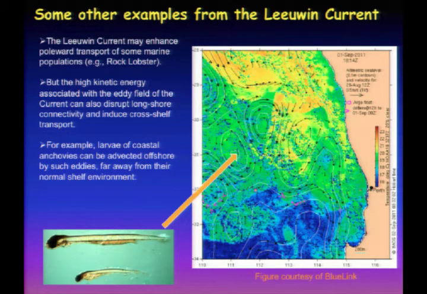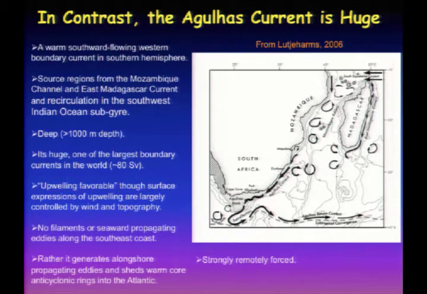But for some other species, like coastal anchovies, with these eddies that we see propagating offshore, these coastal anchovies have been found in there. My colleague, Lynnath Beckley, has studied these, and they're being taken offshore, and they're gone. They're dead. They're food for some other organism, okay? So that's what I've got for the Leeuwin current.